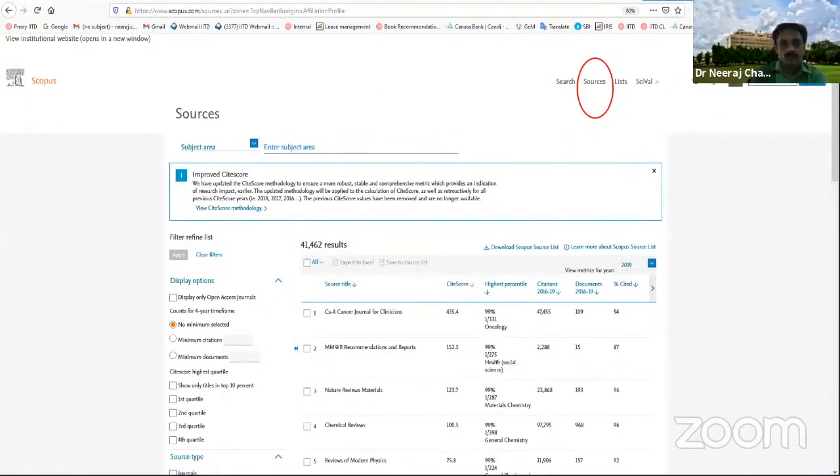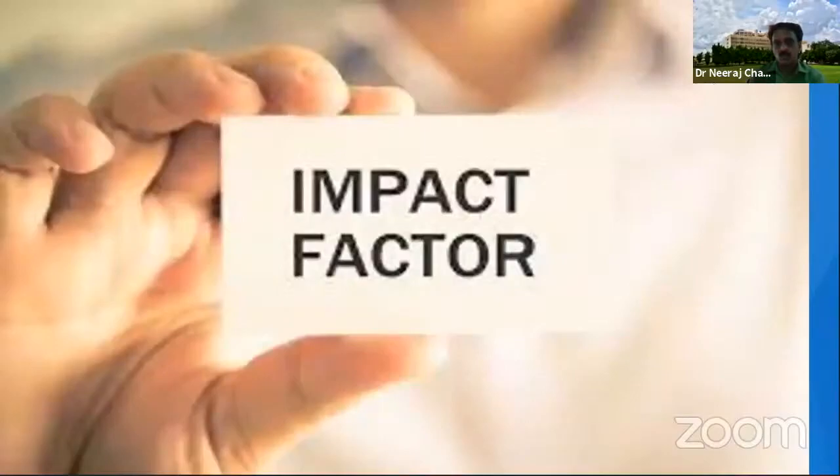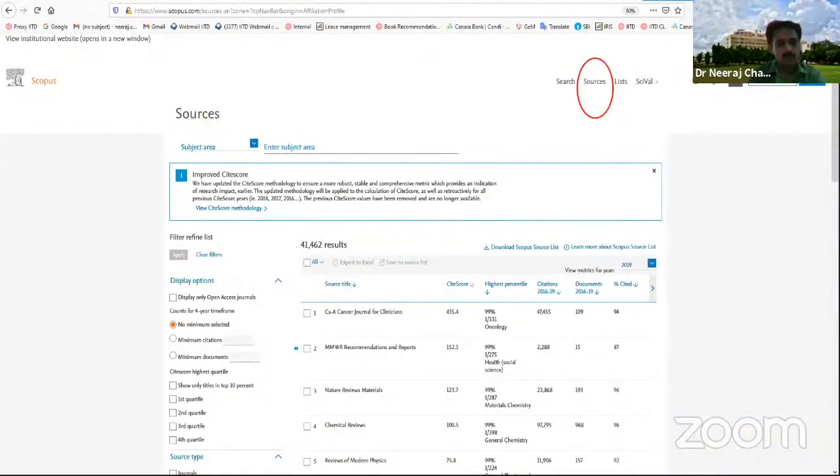Similarly, in the Scopus database, you will have one of the tabs called Sources. Using Sources, you will be able to see how many journals are indexed in the Scopus database, and you will be able to know different kinds of details. But the important thing is both these databases are commercial databases, and you should have access to get the details of journals or any details. If you want to access Scopus or Web of Science, you need to have a subscription.